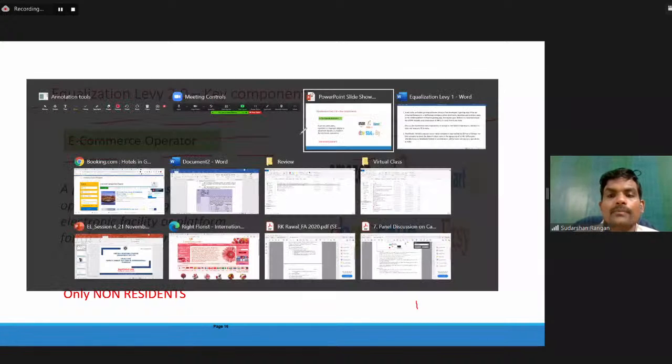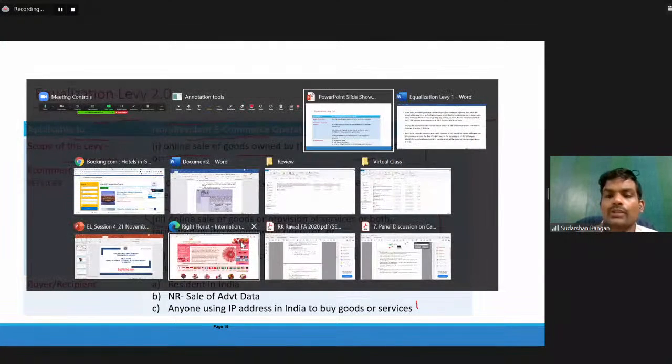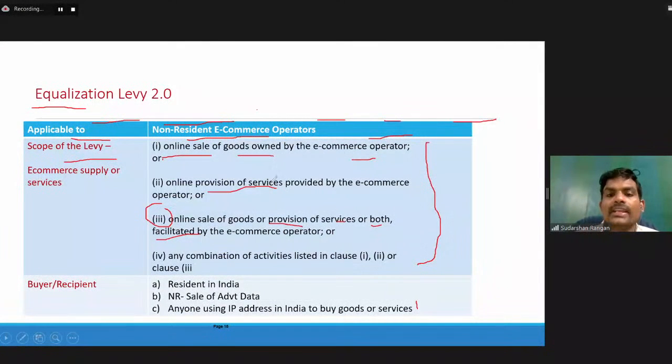Now the question is, is it an e-commerce supply or service? Let's look at whether it is e-commerce supply or service. Online provision of services. It may come under services because they are giving you, they may say, yes, the service is provided to host the app. Since these are very widely defined, there's a very high probability that it will come here. Online provision of services, facilitating. So I am facilitating the sale or provision of services, the sale of the app or use of service. I am facilitating it. So therefore, it will come under equalization levy.